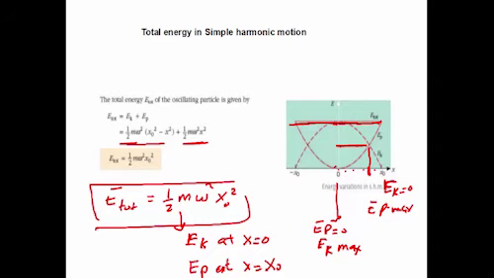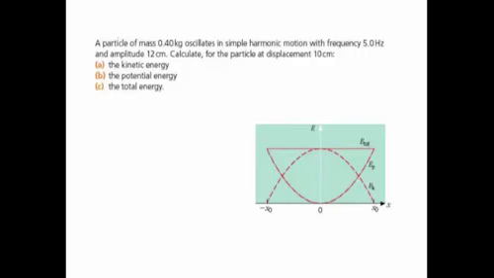So this is the energy in simple harmonic motion. As you see, kinetic and potential energy are changing with displacement. So this is the x-axis, which is giving us the displacement, and the y-axis will give us the energy. Now let's do some questions.